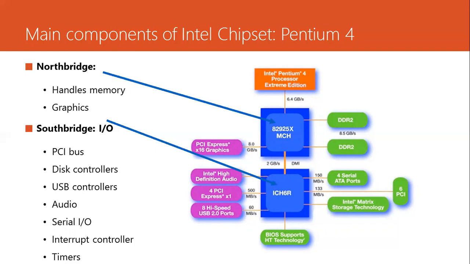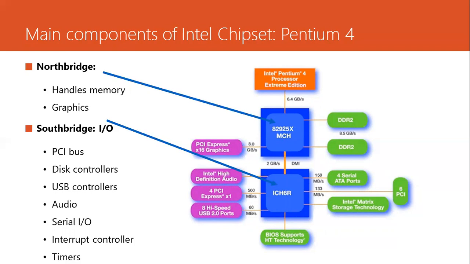Rather, the North Bridge links the South Bridge to the processor. And the ICH is connected to slower devices such as serial ports and USB. We have the audio, BIOS interface, and buses for disk access and PCI interface, etc. So what do we mean by slow and fast devices?